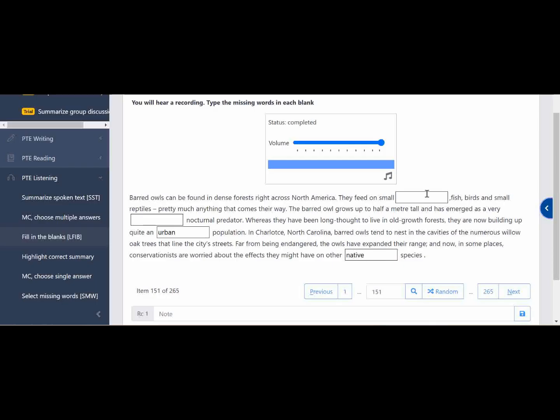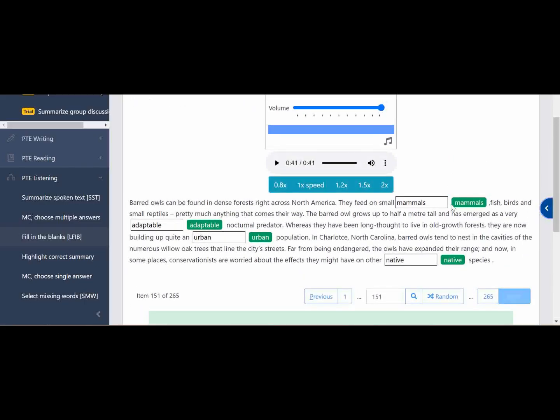So in the first one, small mammals. So in mammals you have to write M-A-M-M-A-L-S. Mammals. So check your spellings of mammals. So next one is adaptable. So check your spellings of adaptable. Third one is urban population, and last one is other native species. So let's check the answer. Mammals, M-A-M-M-A-L-S, then adaptable, urban population, and native species.